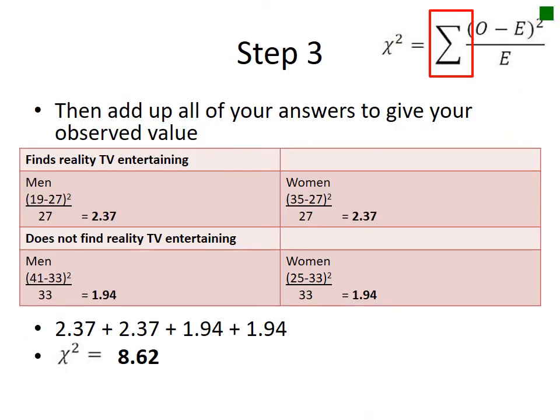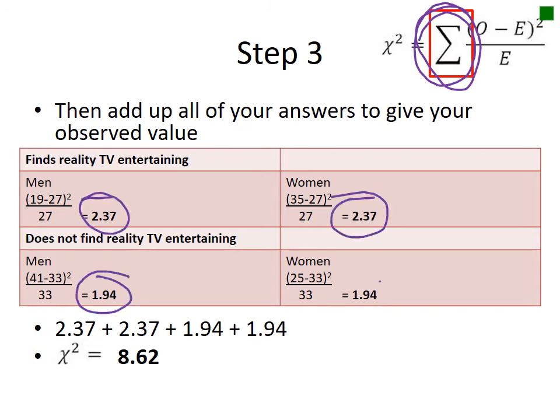Now the next step is the sigma part of the formula, which means sum of. So I'm going to take all of these values that I calculated, so there were 4 values, I'm going to add them all together, and that actually gives me my chi-squared value at the bottom.